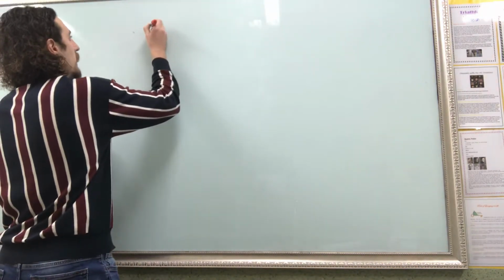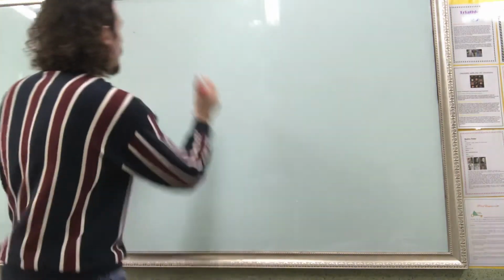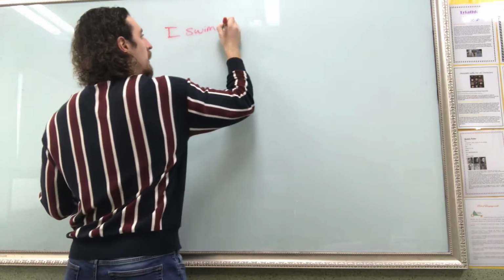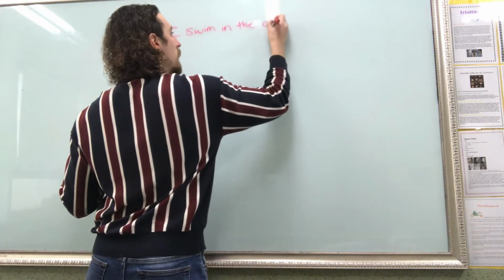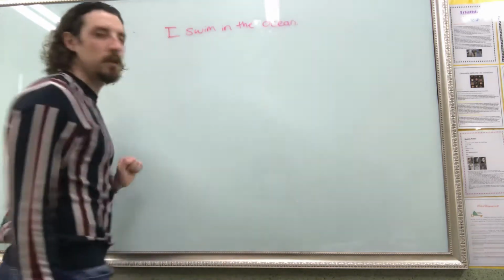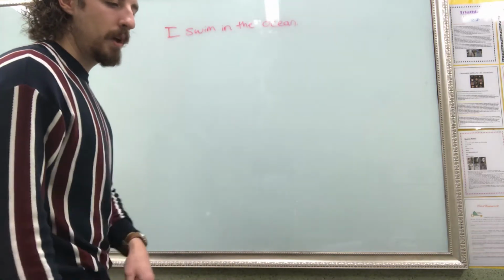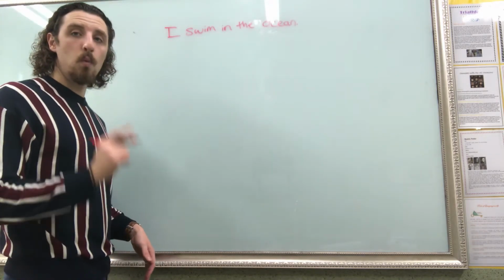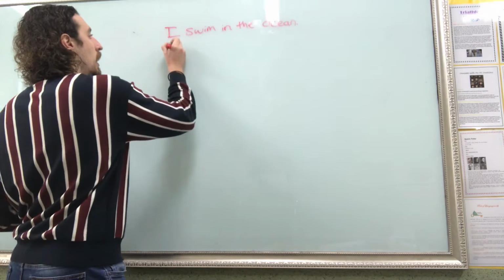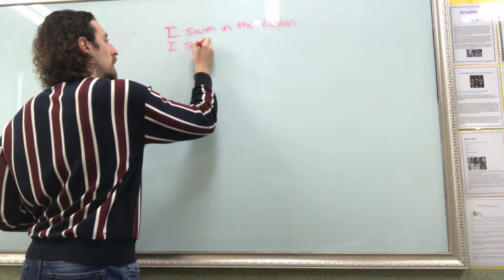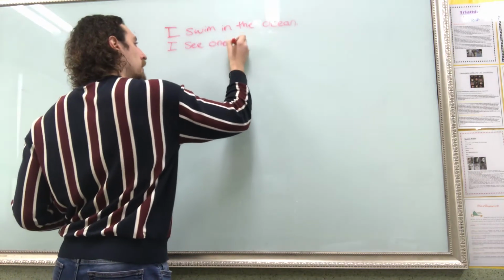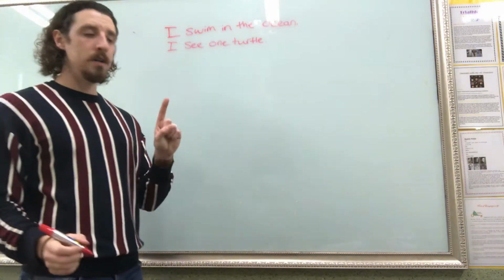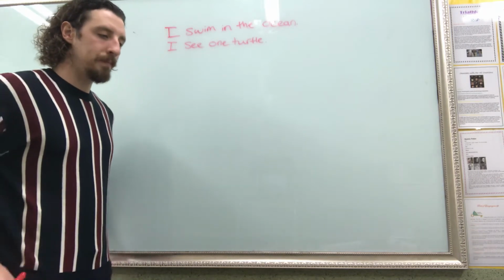So, we have, I swim in the ocean. I swim in the ocean. Next, let's write that we can see, I swim in the ocean, I see 1 turtle. I see 1 turtle. Okay, remember, we only saw the 1 turtle. Okay?